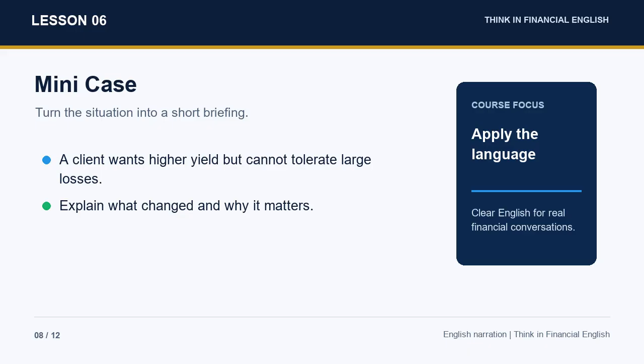Let's apply the language to a mini case. Imagine a client wants higher yield but cannot tolerate large losses. Your first job is to describe the situation in one clean sentence. Your second job is to identify the financial concept behind it. Your third job is to explain the implication. For example, do not only say, "This is important." Say, "This matters because it affects liquidity, risk, pricing, client suitability, or market confidence." The more specific your explanation is, the more professional you sound. In finance, clarity is not decoration. Clarity is part of the work.